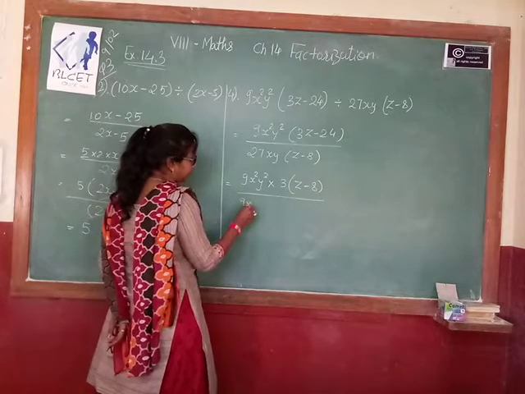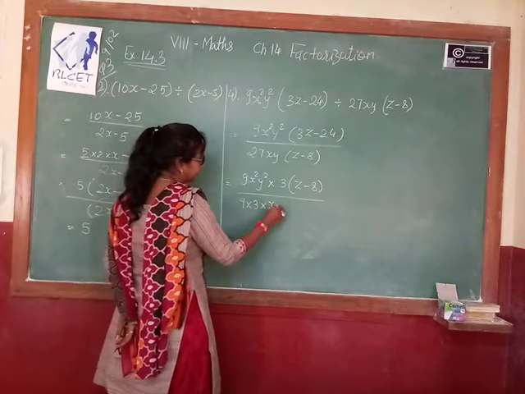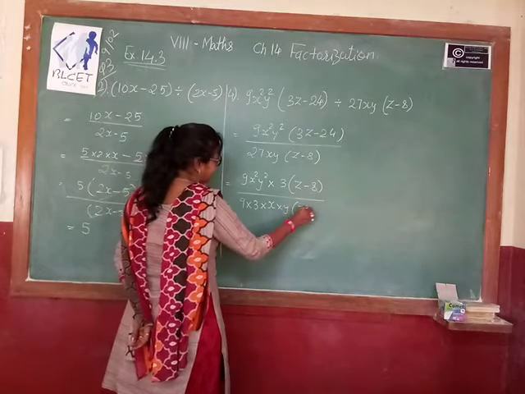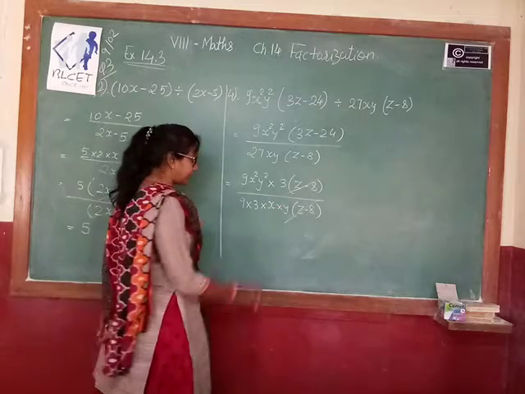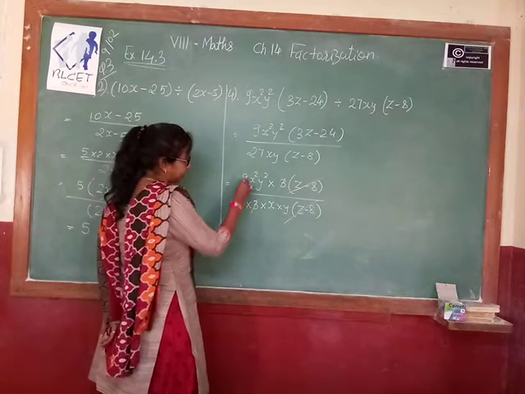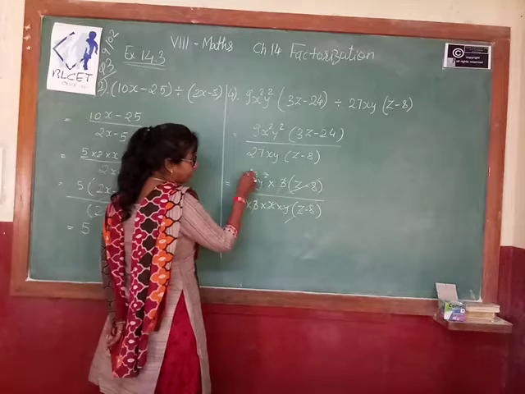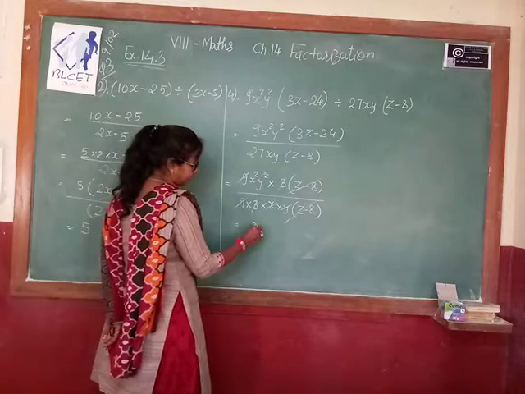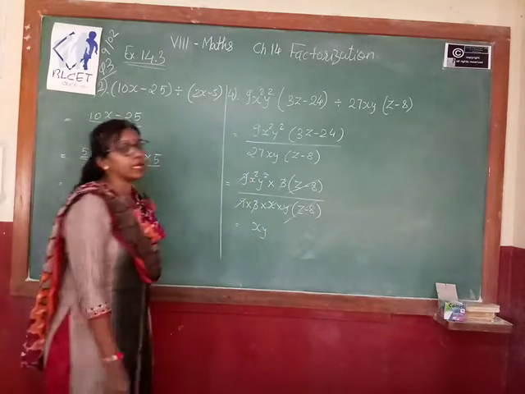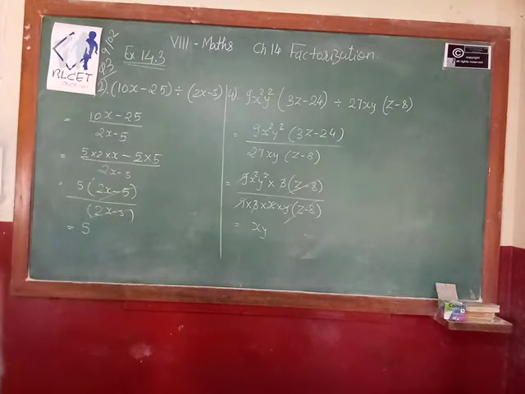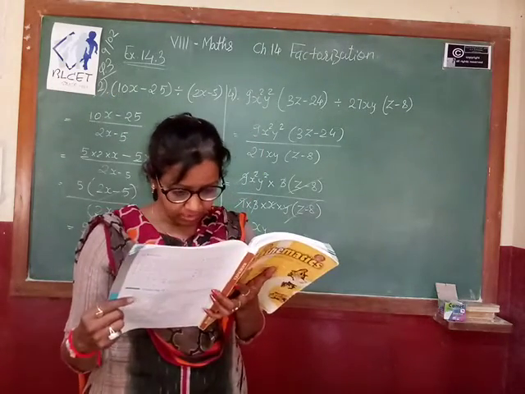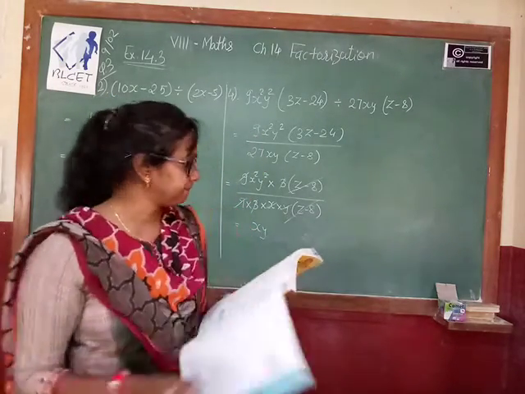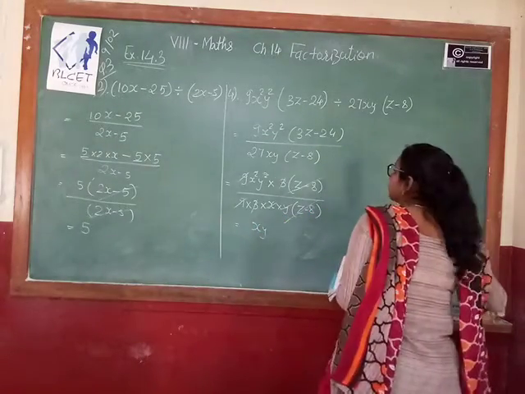We can write 9 into 3 into x into y (z minus 8). So this term will get cancelled: z minus 8, 3 cancelled, 9 cancelled, one xy is cancelled. So what is left? xy. So this way we can do the division. Move on to the next question. Students, let's see the fifth question. How to solve this question? Let's see.